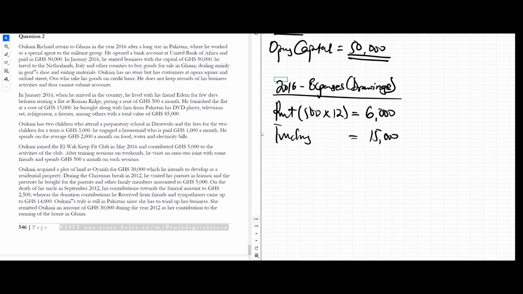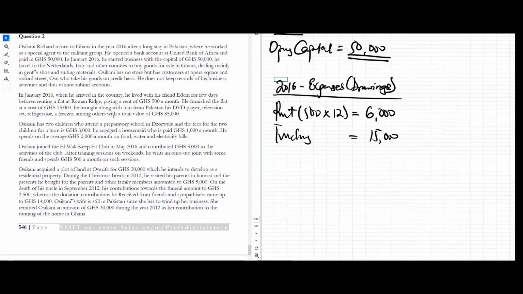Then he brought along with him from Pakistan his DVD player set, refrigerator, freezer, among others, with a total value of 85. This 85, can we add it? No. Why? Because he brought it from Pakistan. He didn't spend. We don't know when he made these expenses. Maybe he has even been using it in Pakistan for more than 10 years. We don't know. Do you understand? So we can't touch it. It's there to confuse you.